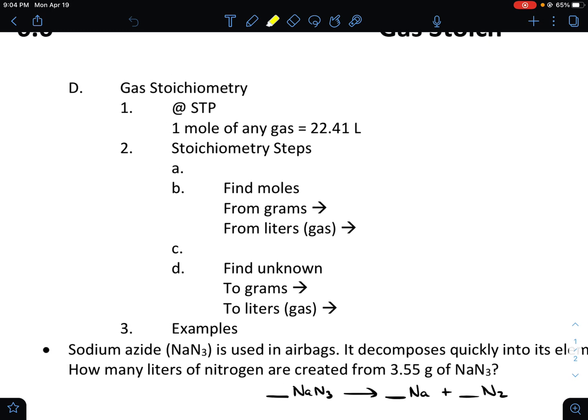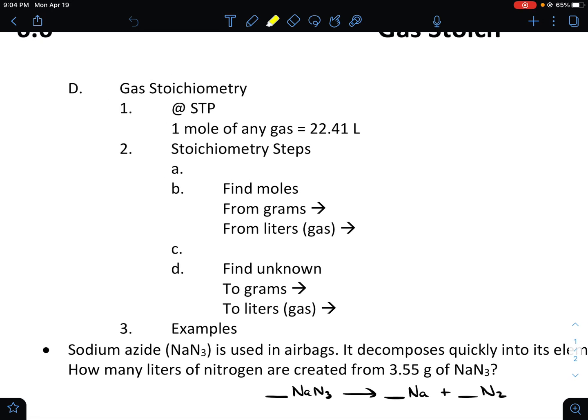We've done stoichiometry before, so this is not too new. Remember I said the steps would always be the same. We actually have a little addition here, and this little baby is going to make it super helpful. If we are at STP, 1 mole of any gas will equal 22.41 liters. Most of the time we measure gas in a volume like liters instead of grams, because the grams would be very small. So let's go through and review our stoichiometry steps.